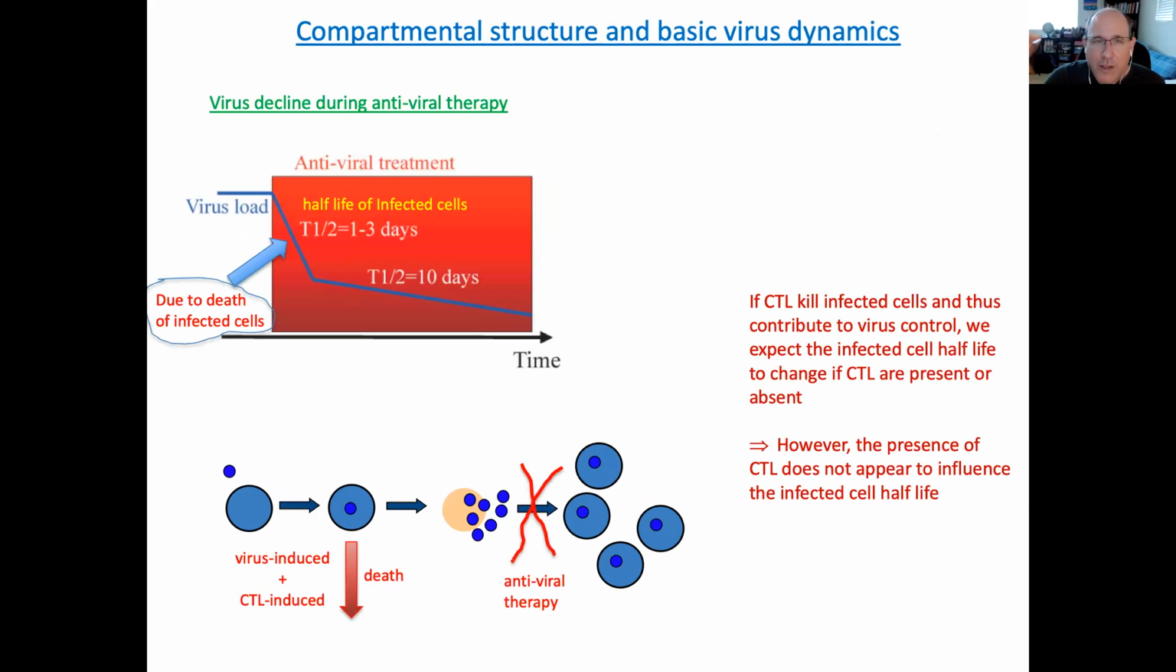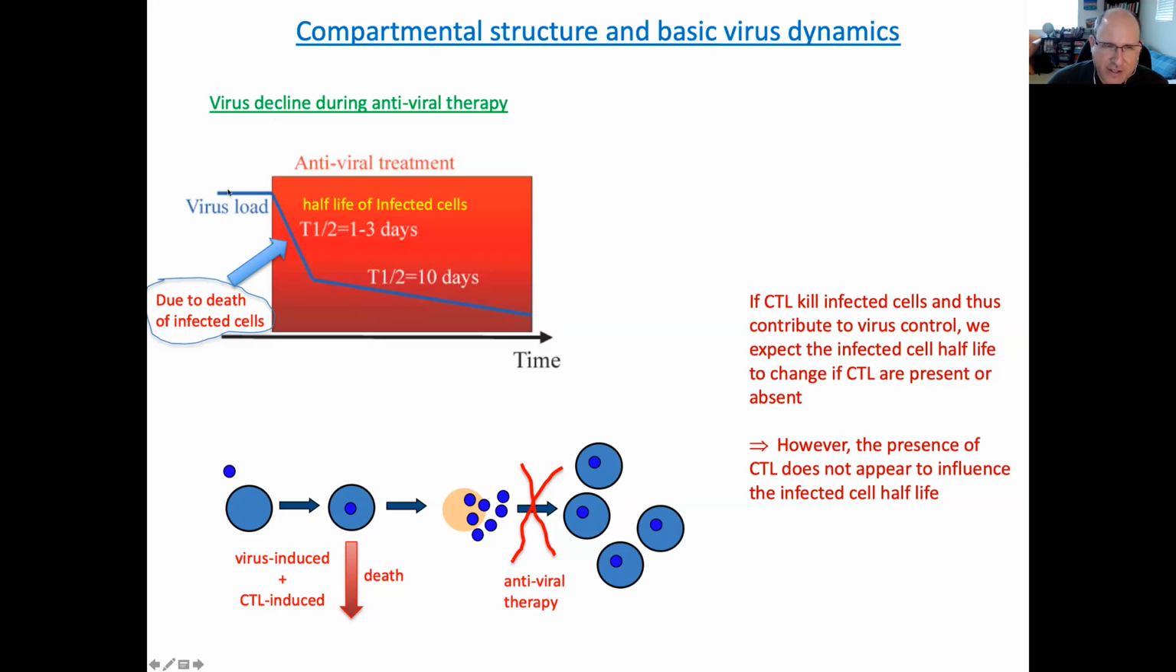So one thing we wanted to look at is some very basic dynamics. Before we get to evolution, we wanted to examine, can this compartmental model explain something in HIV infection that is hard to explain otherwise? And we think it can. And so what we looked at is antiviral therapy and the rate of viral decline during antiviral therapy.